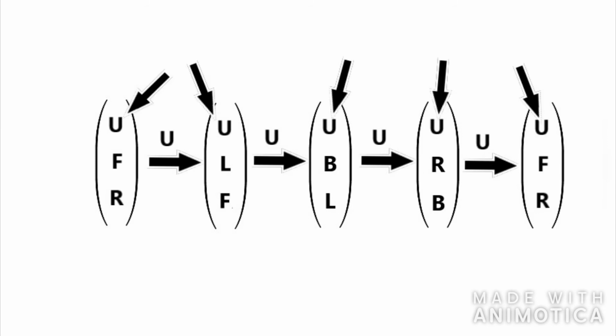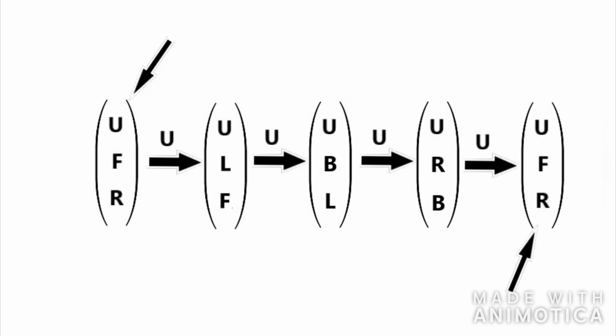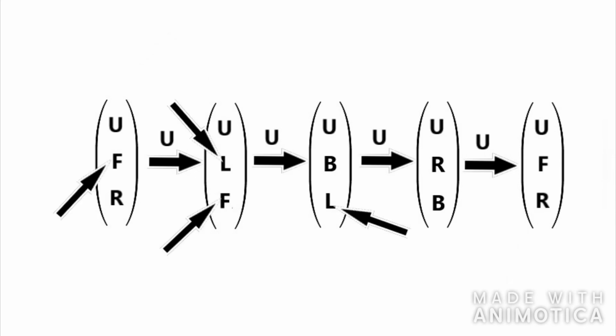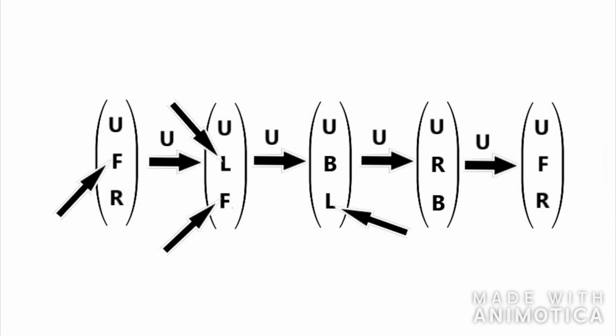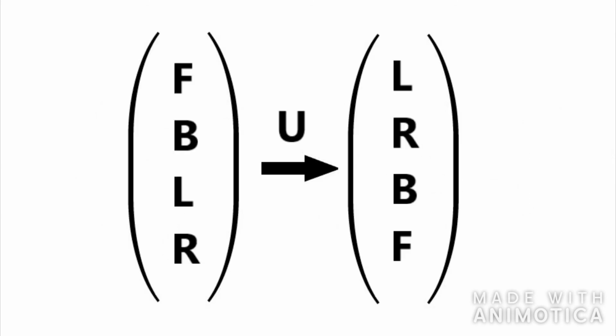So looking at just the UFR corner for this case, we see that the U stickers don't change, but the L stickers become B stickers and the B stickers become R. And if we do it again, we find that the R become F and the F become L. And if we do it again, so on and so on. If we look at the edges, we find that exactly the same thing happens. U is unaffected, B becomes R becomes F, F becomes L, and so on.